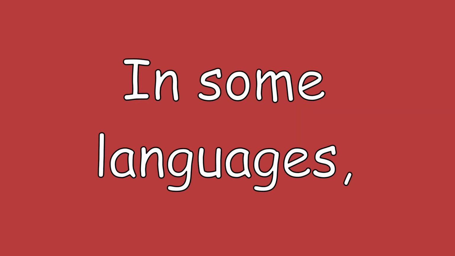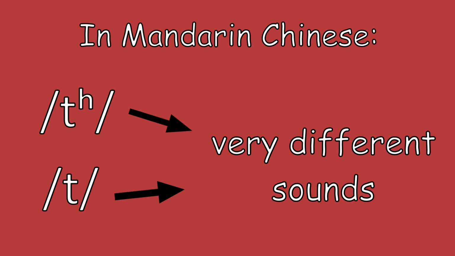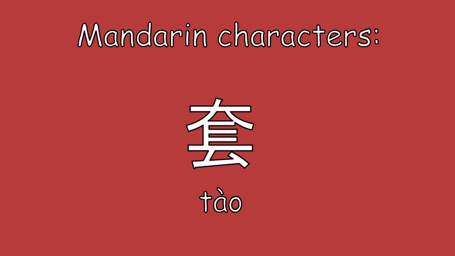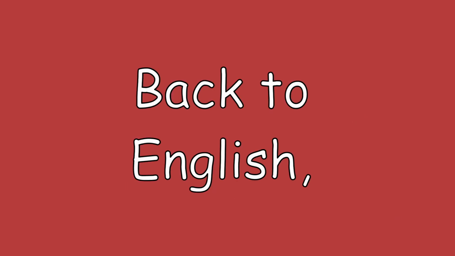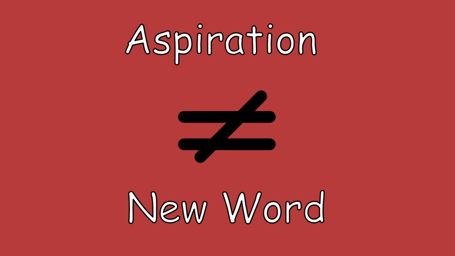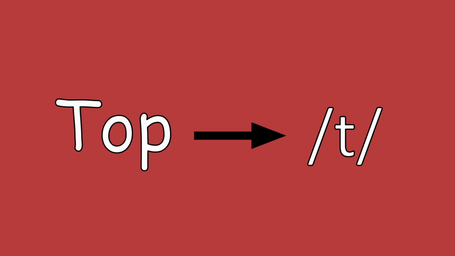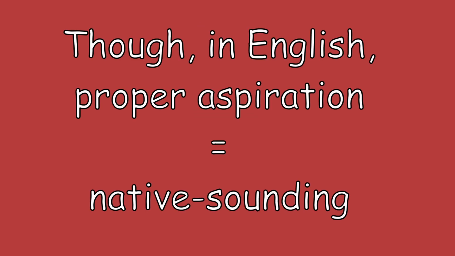In some languages, however, like Mandarin, the aspirated T and the unaspirated T are considered their own standalone sounds, and both can be used at any time. For example, in the Mandarin words 套 and 道, they are both different words with different pronunciations. In English, aspiration is not a factor to make different words. If you pronounce "top" without aspirating the T, no one will really bat an eye, but in Mandarin, you're saying a completely different word. Though you probably want to aspirate if you wish to sound more like a native speaker.